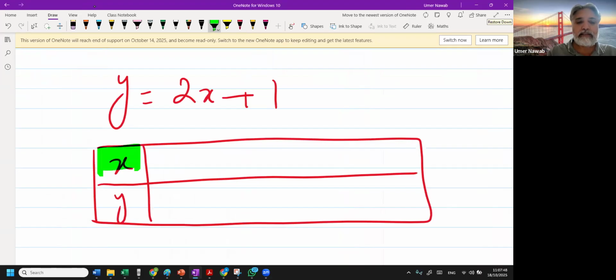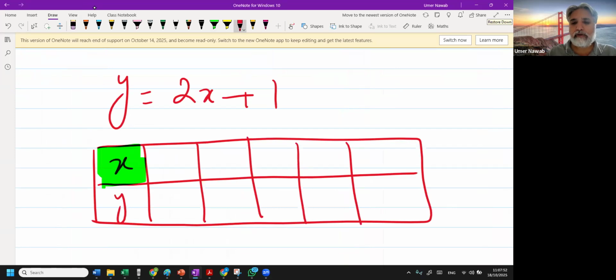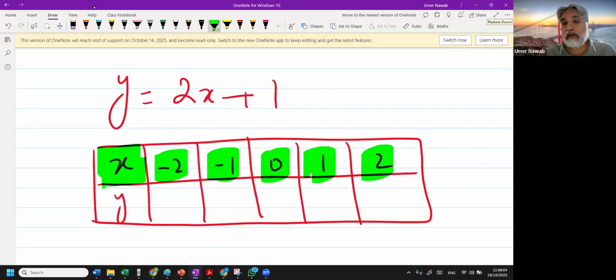So your x is independent. You can pick any values. It's up to you, negative or positive. So I'm going to write -2, -1, 0, 1, 2. So I pick 5 values of x. These are independent values. You can choose any values. But most of the time, the examiner will provide you these values of x.